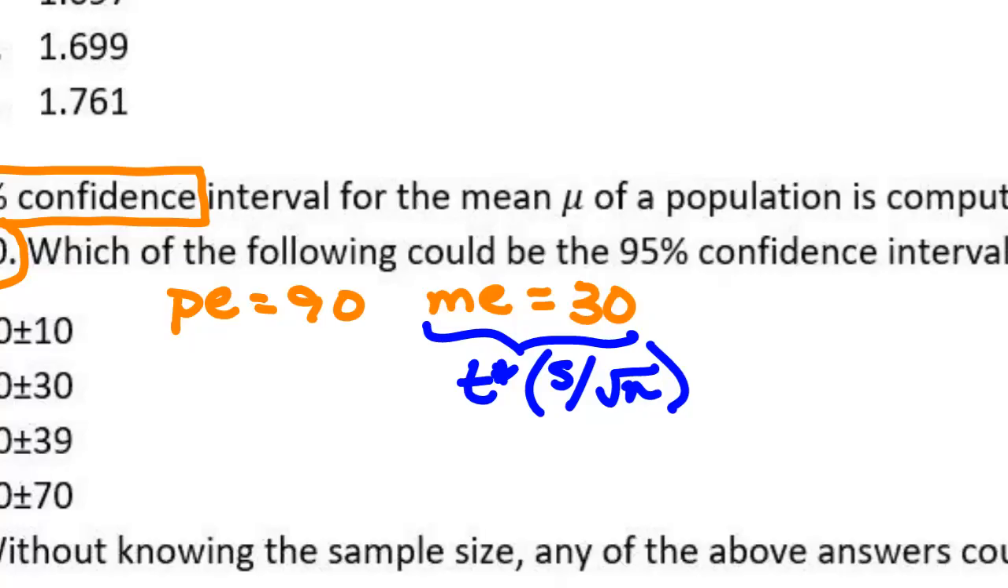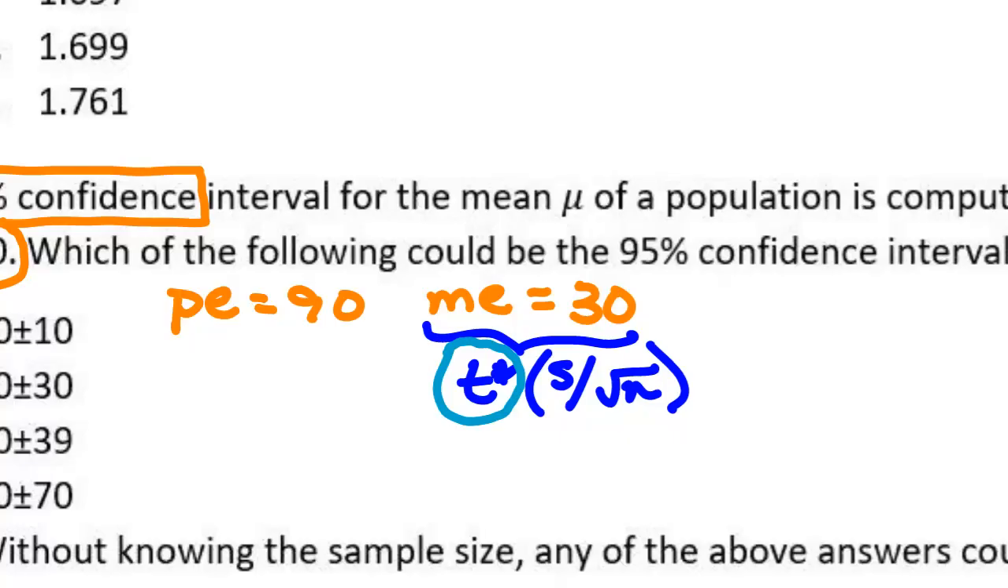So if we're working with the exact same data, our point estimate's not going to change. The standard deviation's not going to change. N is not going to change. What's the only thing that would change to go from a 90% to a 95%? T star. So we need to look at this critical value, T star, and see how that would be affected.